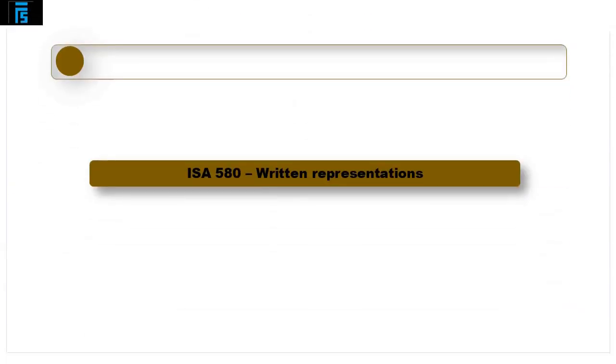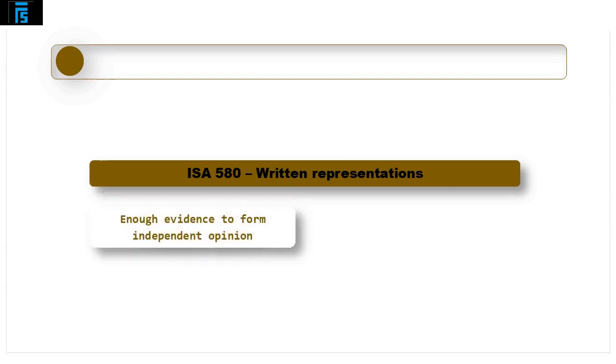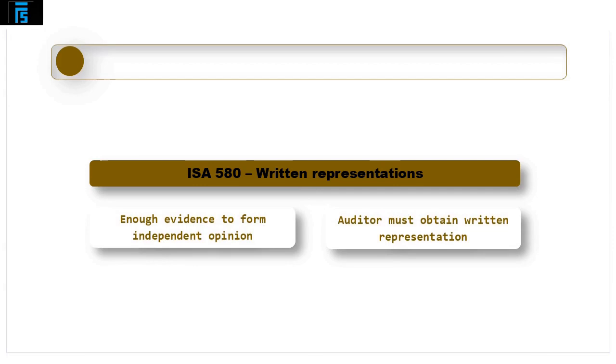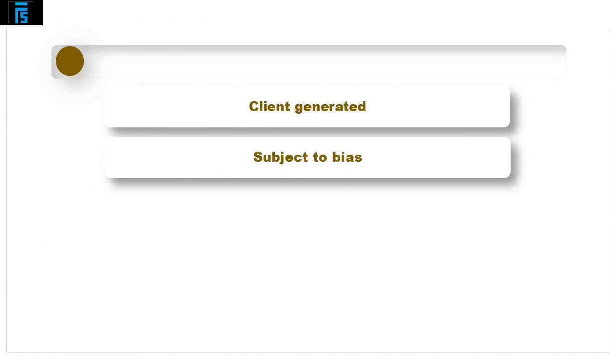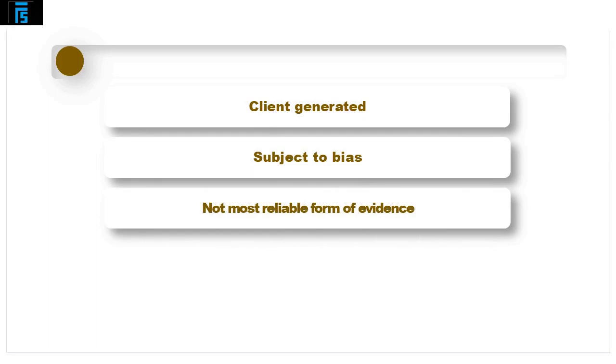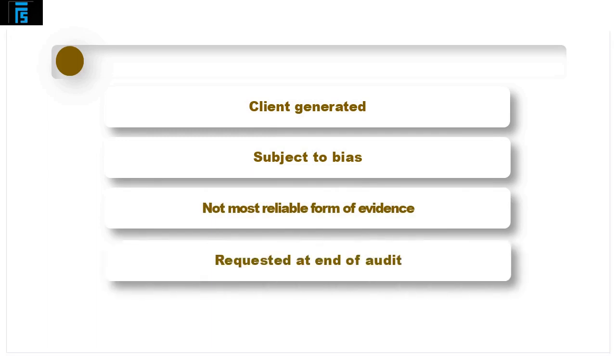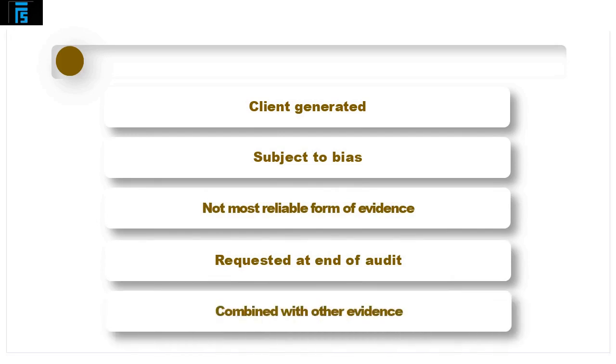Guidance is given from ACCA F8 written representations. For there to be enough evidence to form an independent opinion, the auditor must obtain a written representation statement from the client management. As written representations are client-generated, they may be subject to bias and are therefore not the most reliable form of evidence to obtain. This is why the auditor requests this at the end of the audit process, so they can evaluate the evidence collected so far and ensure that, with the written representation, evidence as a whole is sufficient and appropriate.